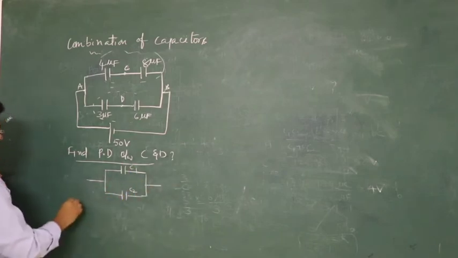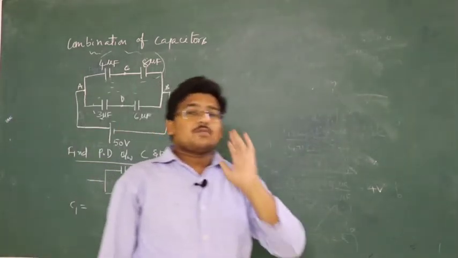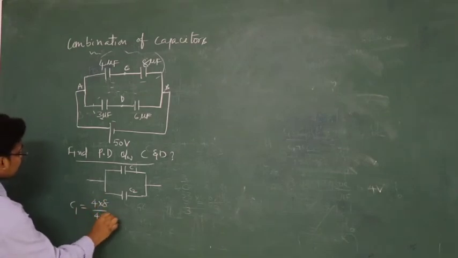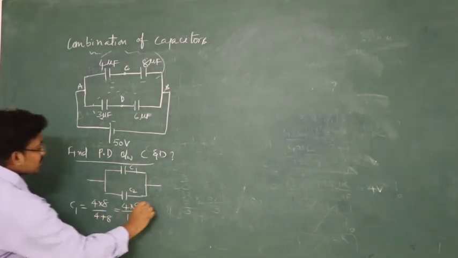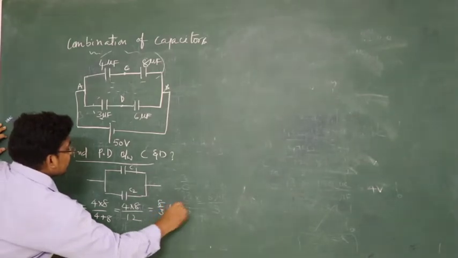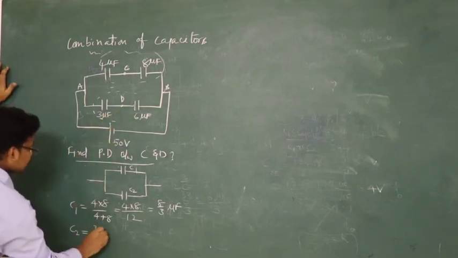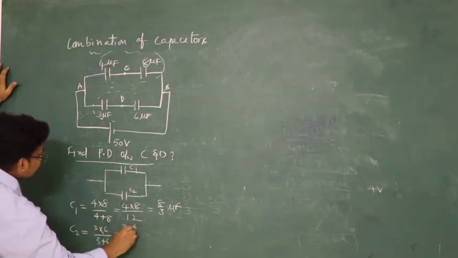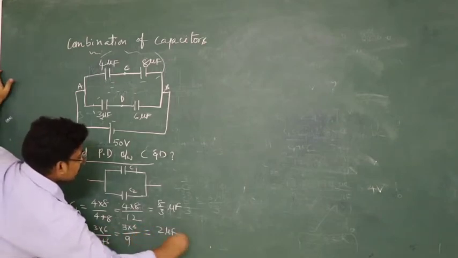Now what is the C1 value? 4 and 8 are in series. What is the formula? Product by sum. So 4 into 8 by 4 plus 8. 4 into 8 by 4 plus 8 is 12, so 32 by 12, which is 8 by 3 microfarad. So this one is 8 by 3 microfarad. And what is C2? C2 is 3 into 6 by 3 plus 6. 3 into 6 by 3 plus 6 is 18 by 9, it will be 2 microfarad.